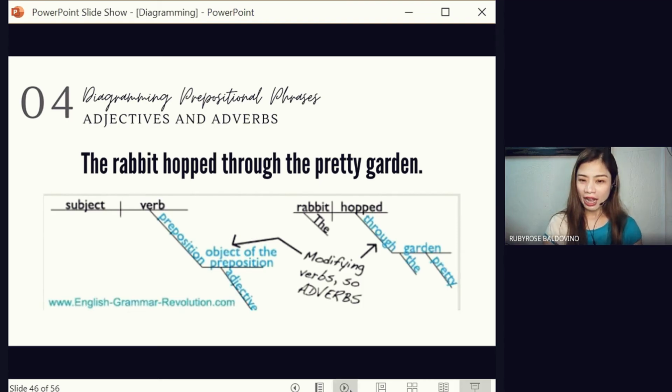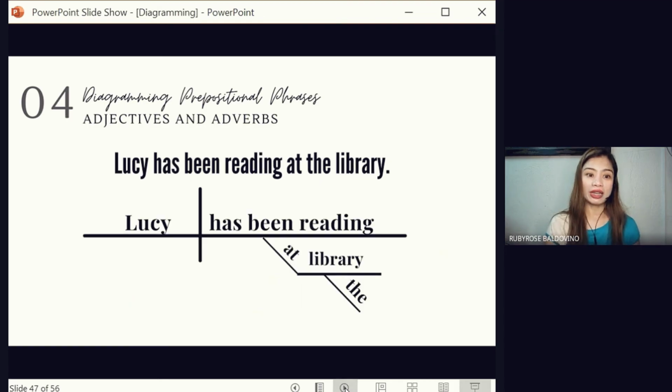Now let's take a look at more examples, right? So we have Lucy has been reading at the library.